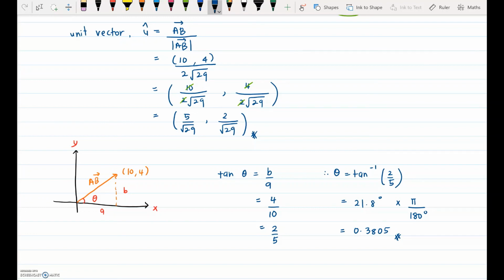All right, so these are two examples that we have in two-dimensional vectors. Later on we will see other examples for three-dimensional vectors. All right, thank you.